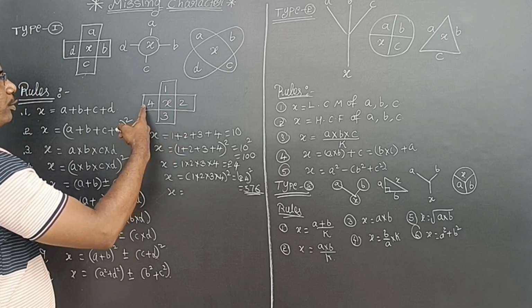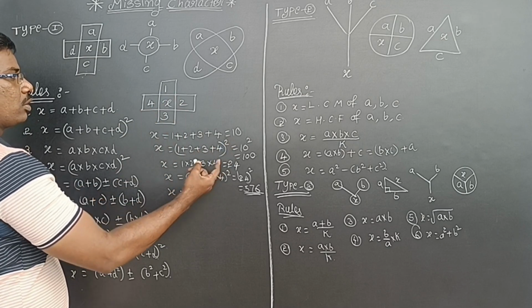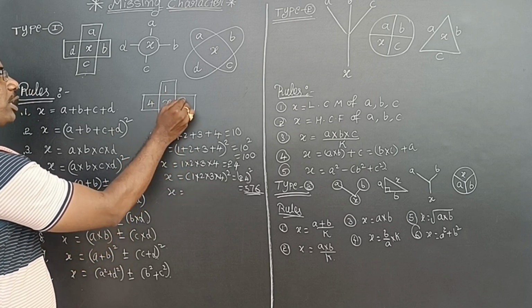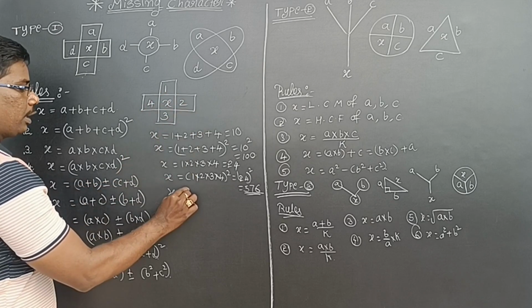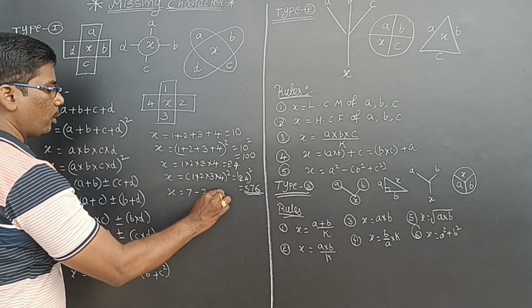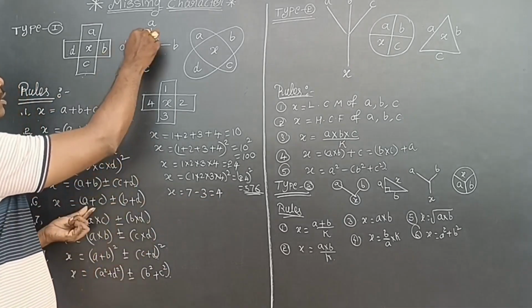So 1 plus 2, 3, 3 plus 4, 7. 7 plus 3, 10 already we got. So now we do reverse. So 1 plus 2, 3, 7 plus 3, 4 plus 3, 7. 7 minus 3, that is 4. 4 will be there. If it is also not there, opposite numbers.